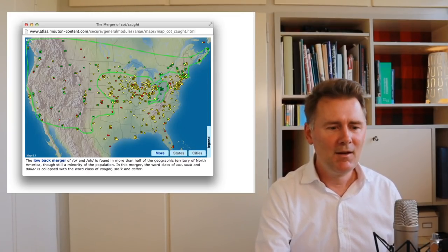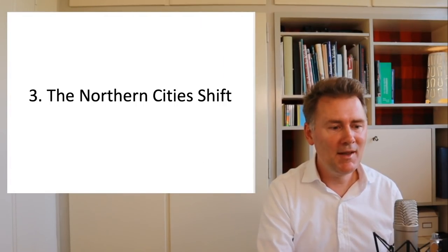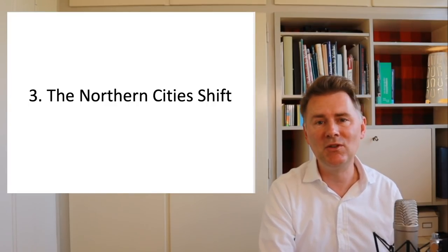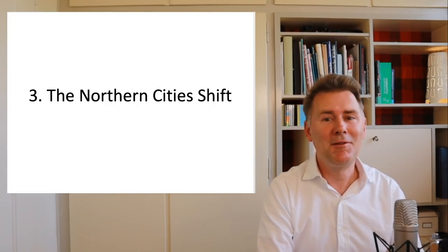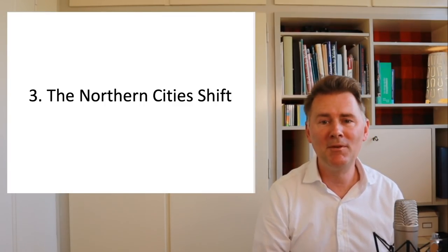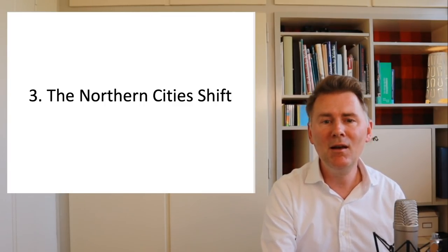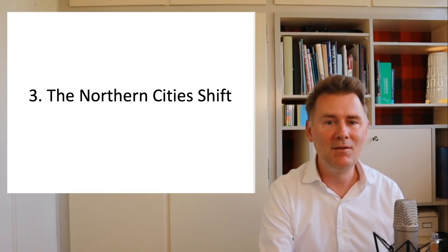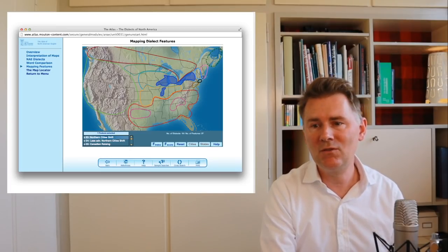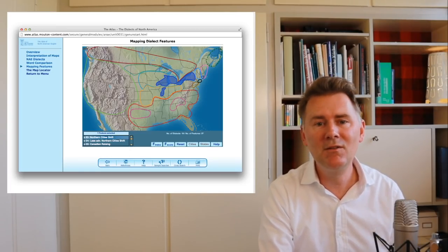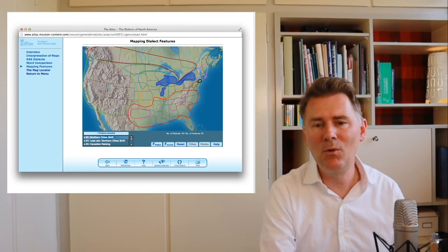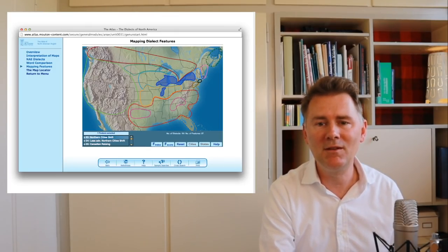Yeah, I'm not judging. Moving on, the next thing I want to discuss is actually a little complicated. It's the northern cities shift. The only good thing about the northern cities shift is that you know exactly where it is happening, namely in the inland north, in the northern cities. So these cities that participate in the northern cities shift are Detroit, Cleveland, Chicago, everything south of the Great Lakes. This is where you will find the northern cities shift.